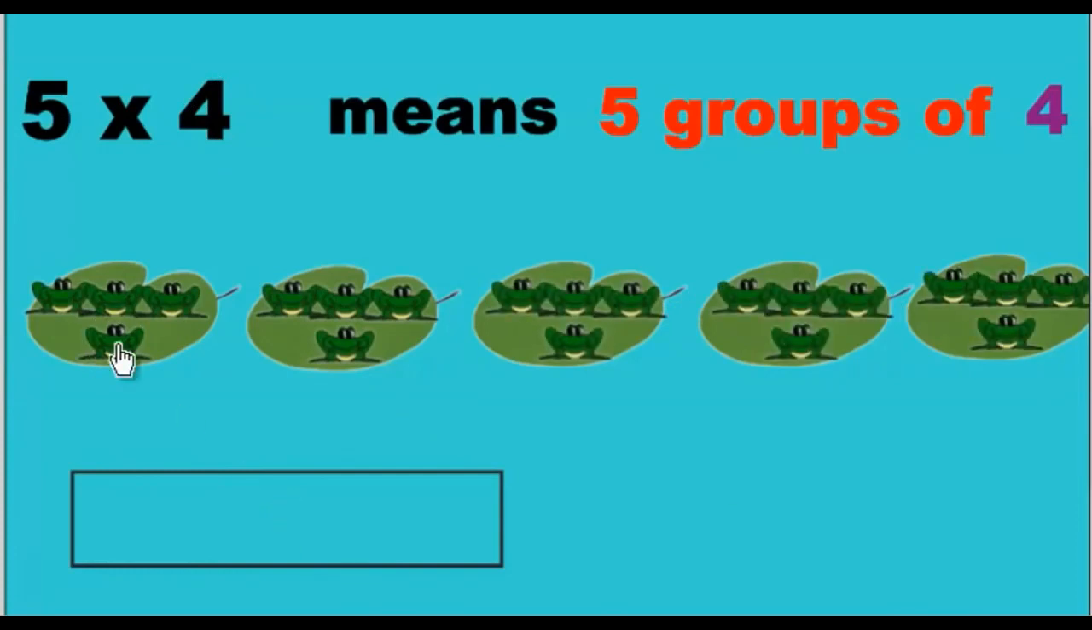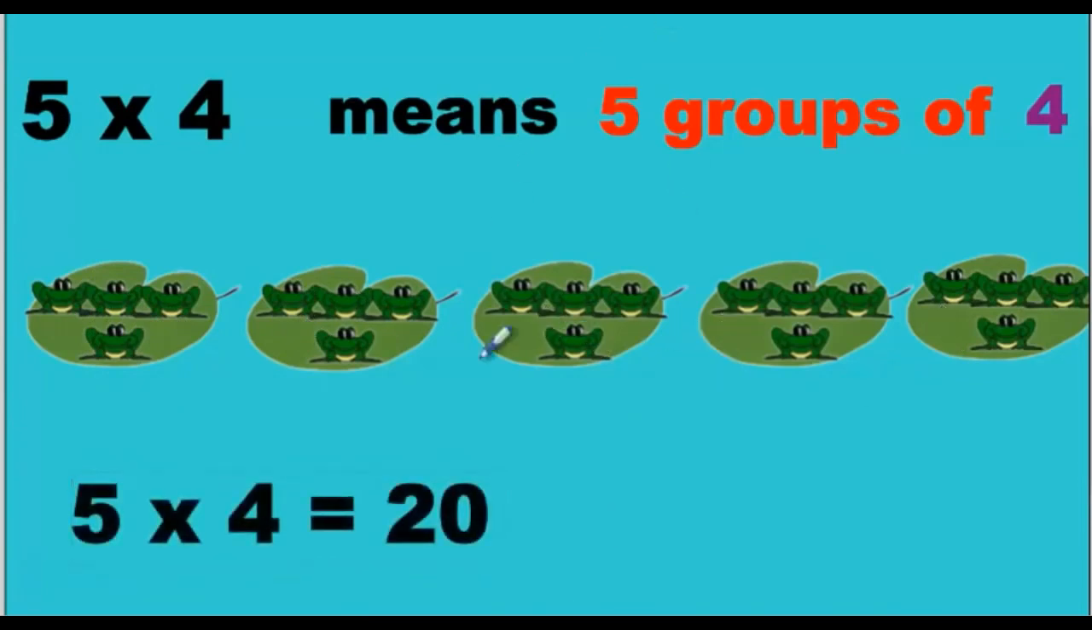So now you just count them. We got 4, 8, 12, 16, 20. Now here's a shortcut way of doing it. We got 4 and 4. Enough of those frogs. And these 4 and 4 make 8.